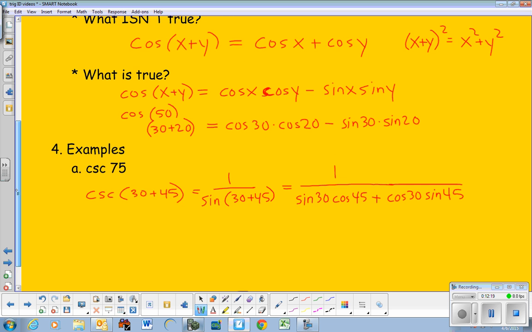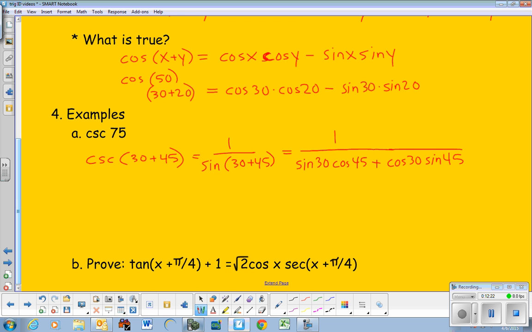Now, again, we're doing this with no calculator because 30 and 45 are good spots for us. So this is 1 over sine 30. You're going to have to keep up to date with your unit circle. 30 degrees, sine's the y value, that's a half. Cosine 45, square root of 2 over 2. Cosine 30, square root of 3 over 2. Sine 45, square root of 2 over 2. All right, so far so good. We're using the sine sum formula, but we're putting it on the bottom because the actual question is cosecant 75 degrees. All right, so let's just simplify a little more.